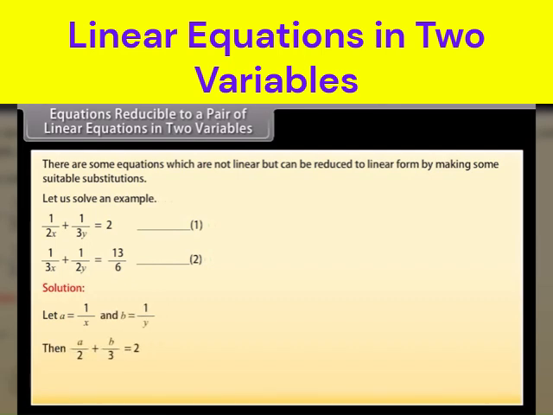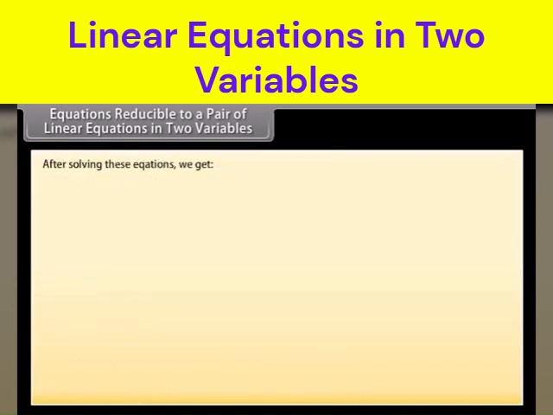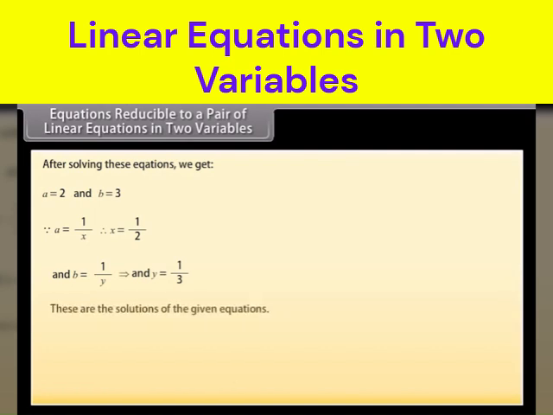Then a upon 2 plus b upon 3 equals 2, or 3a plus 2b is equal to 12, equation 3. And a upon 3 plus b upon 2 equals 13 upon 6, or 2a plus 3b is equal to 13, equation 4. After solving these equations we get a as 2 and b as 3. Therefore a is equal to 1 upon x, so x is equal to 1 upon 2, and b is equal to 1 upon y, so y is equal to 1 upon 3. These are the solutions of the given equations.